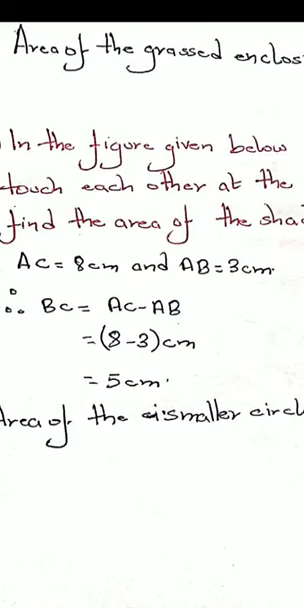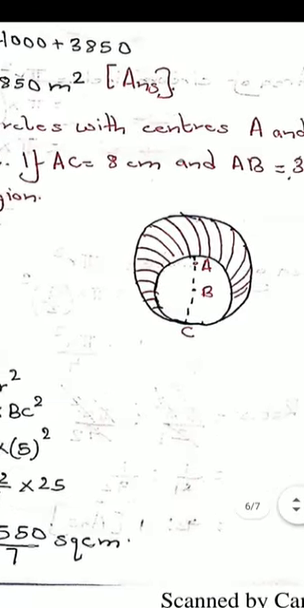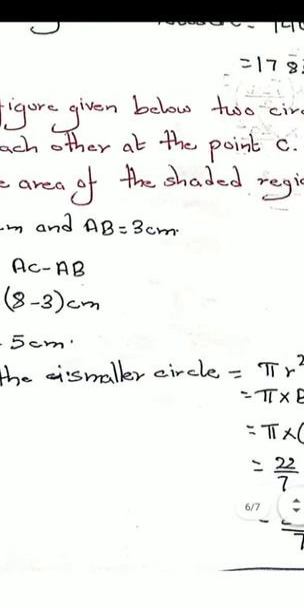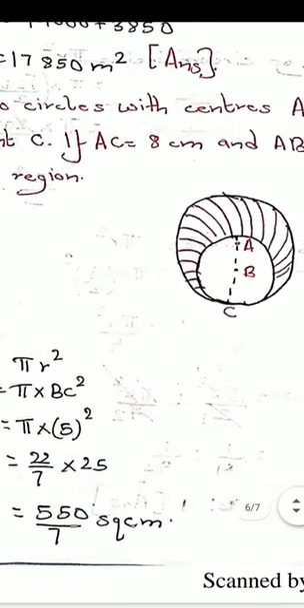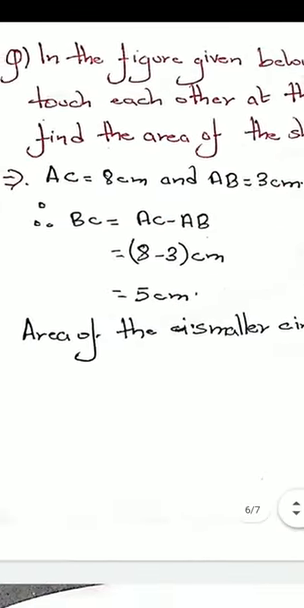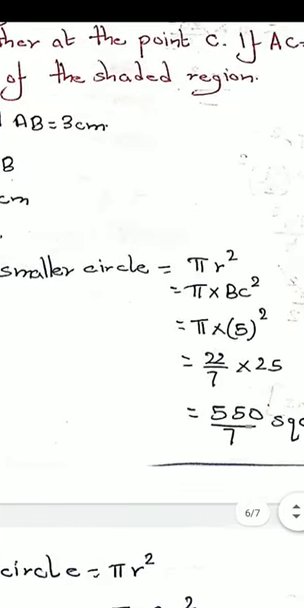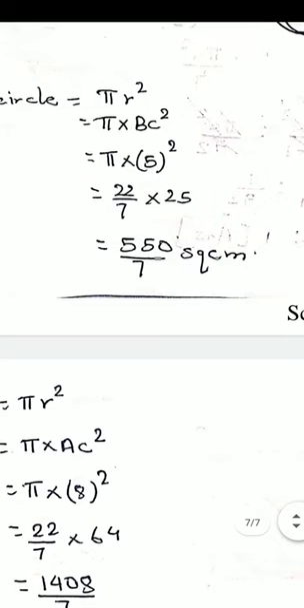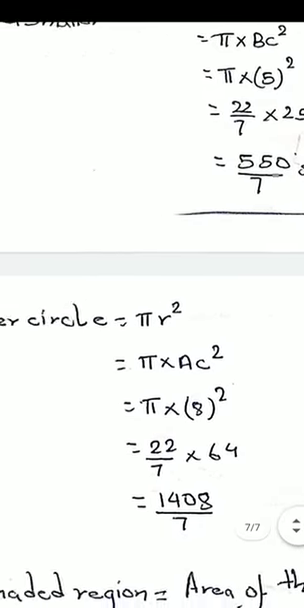Then can I write BC equals AC minus AB? I can write it, right? So it will be 8 minus 3 centimeter. Now you might be asking why I am finding BC. If you see, BC is the radius of the smaller circle. So using that, I'll calculate its area. The area of the smaller circle equals pi r square. After doing all these calculations, you will get 550 by 7 square centimeter.